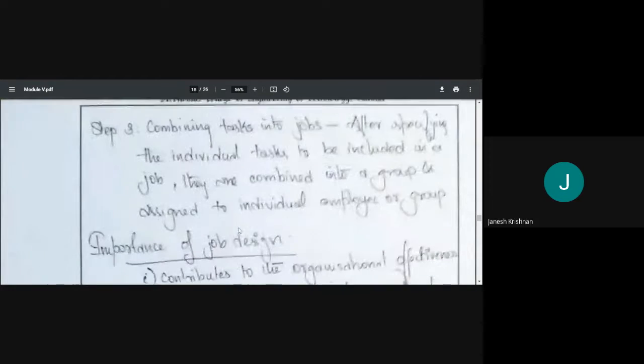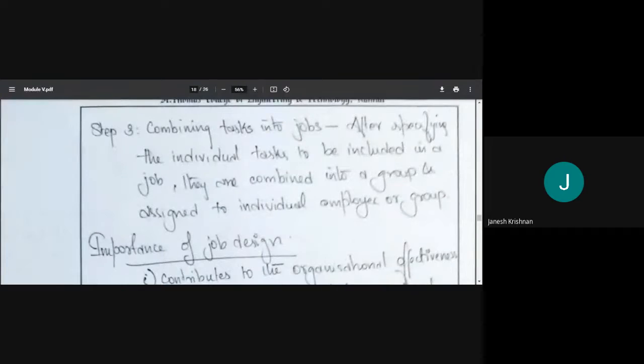The third step is combining the tasks into a job. After specifying the individual tasks to be included in a job, they are combined in a group and assigned to an individual employee or group. So we have specified the tasks, and after that, everything has been done. We combine. Like we said, sometimes on sites we need to provide food for the employees. Sometimes we will be working in a difficult area, so we have to provide food for the employees. So that charge can be given to the watchman.